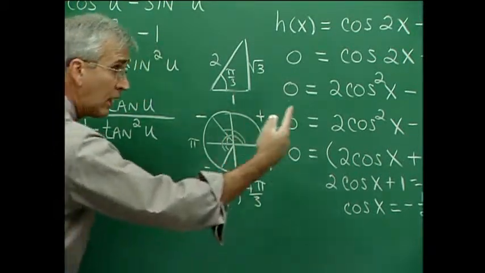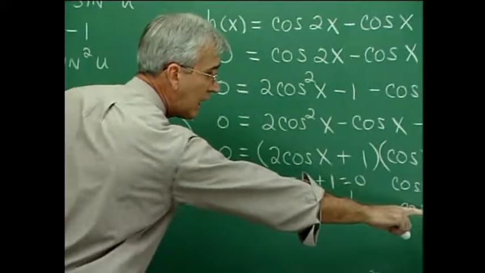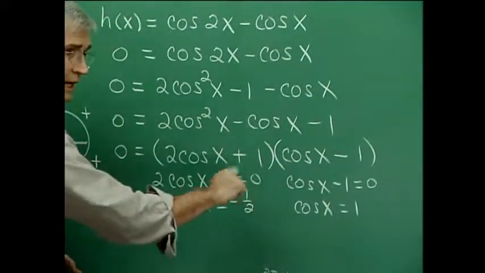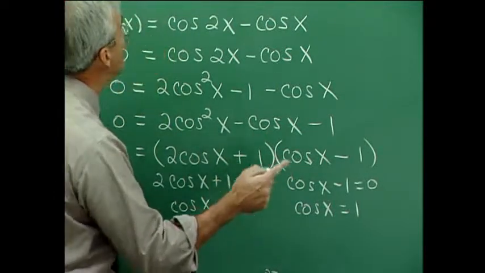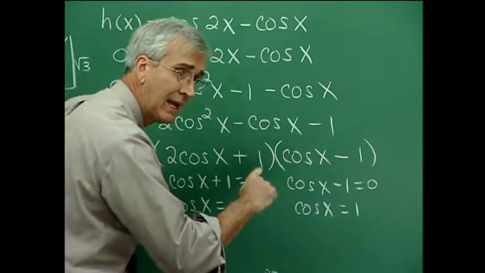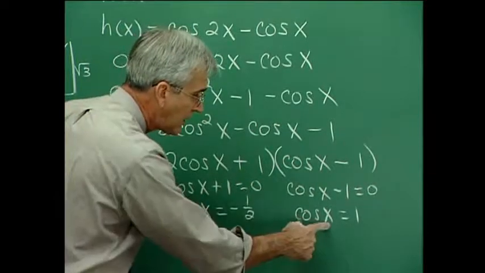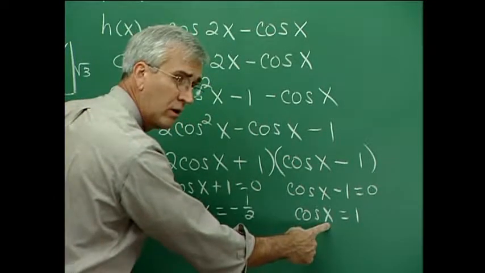Now, for the other one, for cosine x equal to 1, well, gee, the cosine curve is at the top of its amplitude at the beginning of the cycle and at the end of the cycle. So x needs to either be 0 or 2 pi.